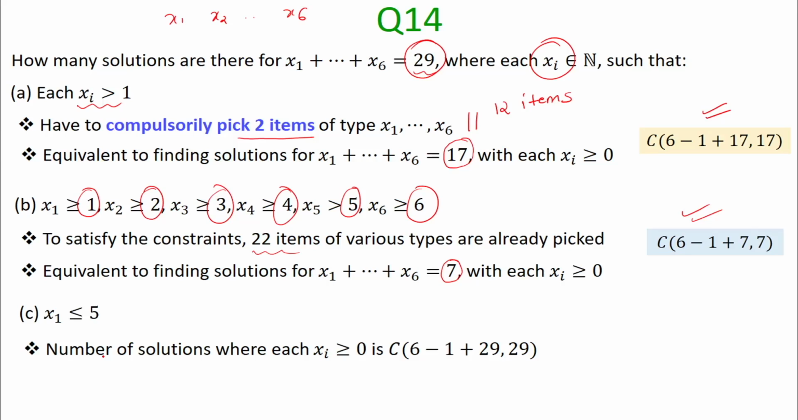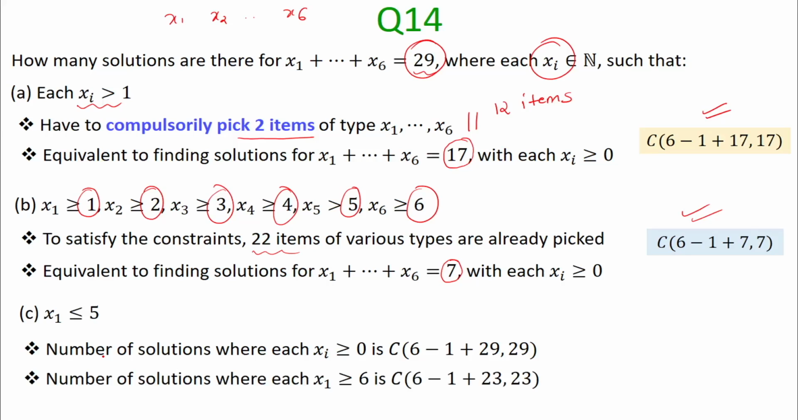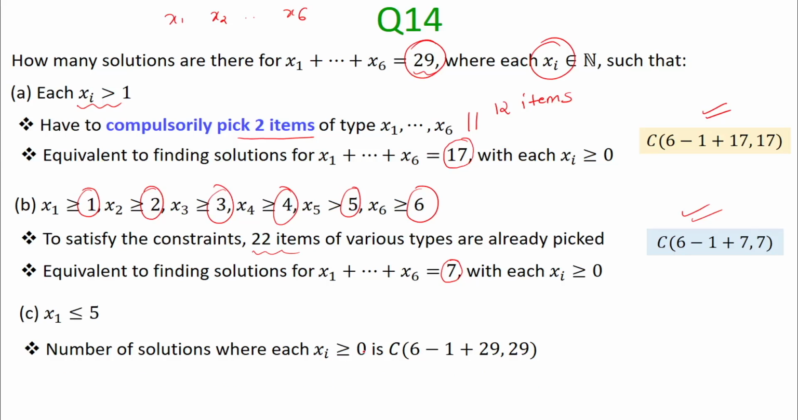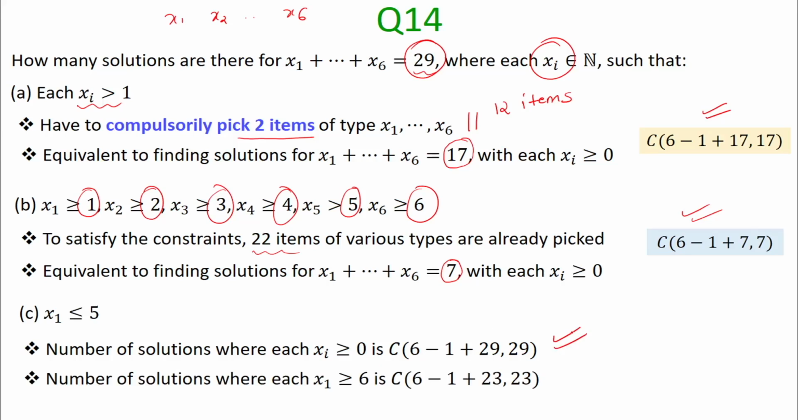So what we do here is the following. We first find out the number of solutions where there is no restriction. That means x1 may be 0 as well, and those solutions are also included in this quantity. And now I try to find out those solutions where this condition, namely x1 less than or equal to 5, is violated. That means I find the number of solutions where x1 is greater than or equal to 6.